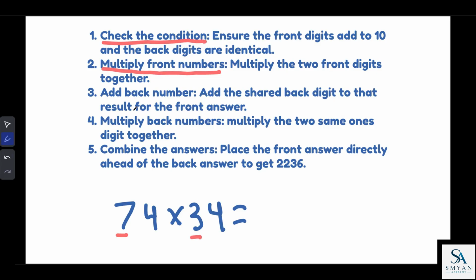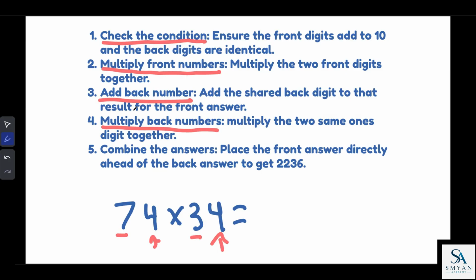Then you add the back number to that front number product. When you multiply that 7 and 3, you add it to one of the back numbers. It doesn't matter which one because they both have to be the same. So it could be this 4 or it could be this 4. And then next you multiply the back numbers after you got that result. This is a totally separate step. So you multiply the back numbers, which is basically one of those numbers squared.